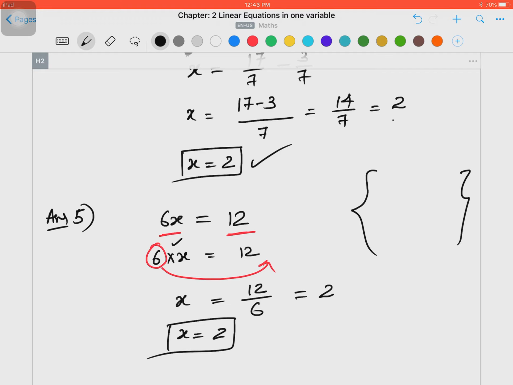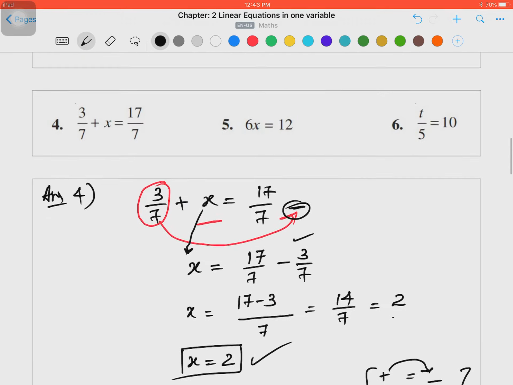One thing that you should remember: if a term is plus and you shift it to the other side of the equality sign, it will become minus. Or if it is a minus and you are shifting it to the other side of the equality, it will become plus. Similarly, if a term is in multiplication, when you shift it to the other side, it will come in division. Or if a term is in division, when you shift it onto the other side of equality, it will become multiplication. Like in this case, this was in multiplication, so this 6 will come in the division of 12, or 12 by 6 is 2. You should keep this in your mind.